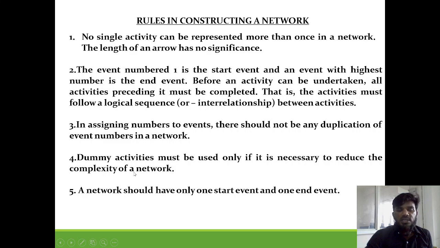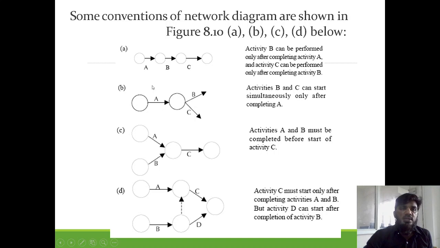For example, if it is kept open at some points, you may use them, but you should not always go for dummy activities. Wherever necessary, wherever required, you should try to use them. We use dummy activities, one, to close the circuit, and second, to reduce the complexity of the problem. Okay. So the network should have only one start event and one end event. Okay, like this. These are all events. Initially, if you take activity B precedes activity A, activity C precedes activity B.